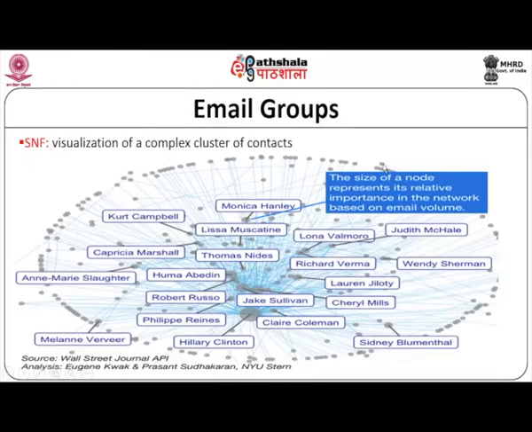This is another example of visualization of email groups. Here the size of the node indicates the relative importance of that individual in the given group, based on the number of emails they have communicated. So, the greater the size of the node, the more emails they have communicated.